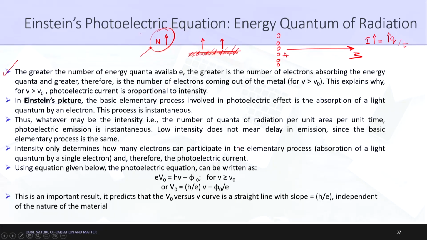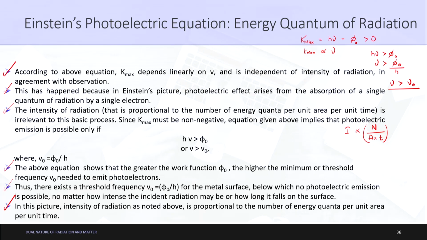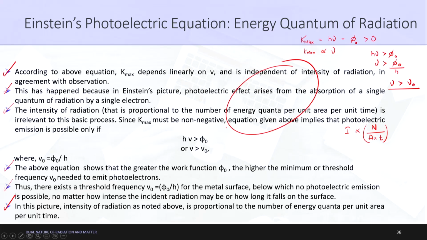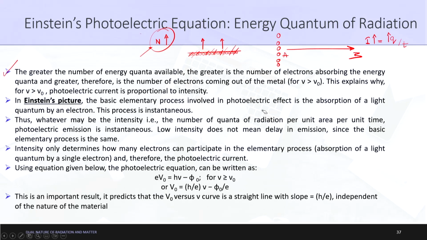In Einstein's picture, the basic elementary process involved in the photoelectric effect is the absorption of a light quantum by an electron. This process is instantaneous. So, let us say these are the electrons, the h nu amount of energy came and interacted, and the energy got absorbed instantaneously.